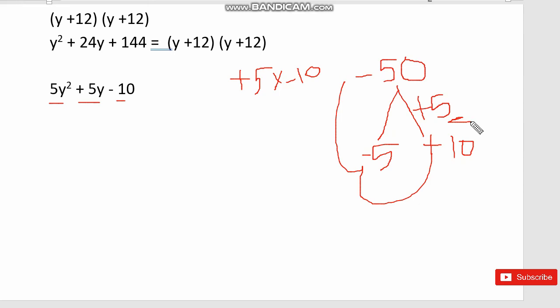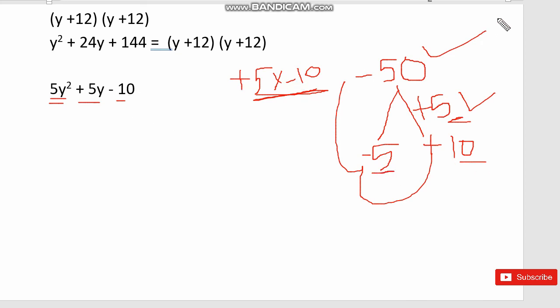So we are going to simplify this example, and we must know this condition. What is the first condition? If the coefficient of y square is not equal to 1, it means other than 1, then we multiply the constant and the coefficient of y square. So we get minus 50. So the factors are minus 5 and plus 10, and plus 5 is the sum. So what are the factors we get? Minus 5 and plus 10.